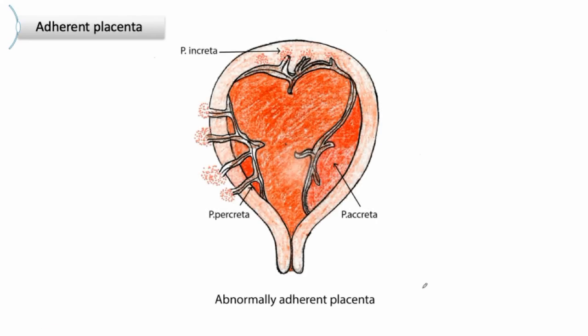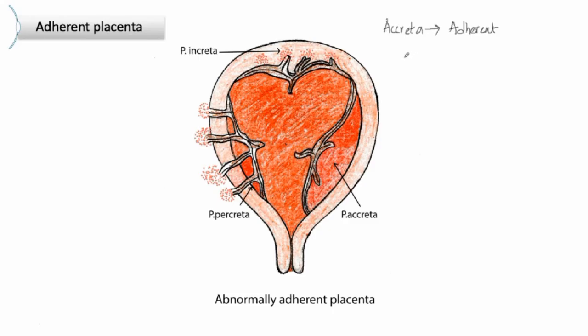Now this is adherent placenta. So what happens here? Normally the placenta is in close proximity and is attached to the decidual plate. Instead of that, if the placenta attaches to the myometrium of the uterine wall, then it is called adherent placenta. So take this name as placenta accreta. Placenta accreta just denotes that the placenta is abnormally attached. That is, the other name for adherent placenta is placenta accreta.